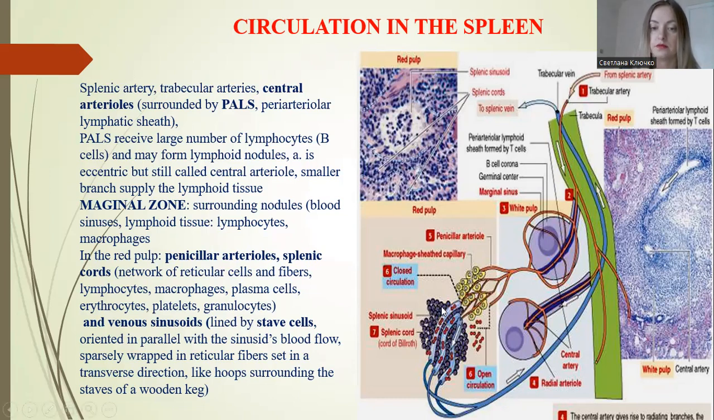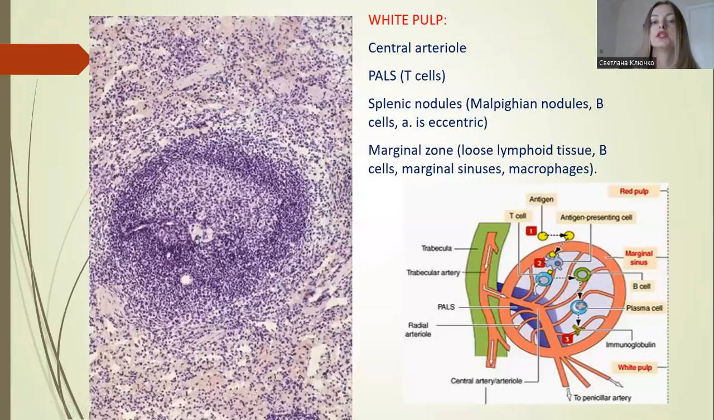This one. White pulp. Central arteriole, this one. Periarterial lymphoid sheath, T-dependent zone, this one. Splenic nodules or Malpighian nodules, B-dependent zone. Lymphoid nodules also have a germinative center and a marginal zone, with loose lymphoid tissue, B cells, marginal sinuses, and macrophages.